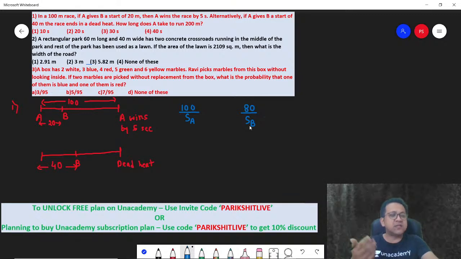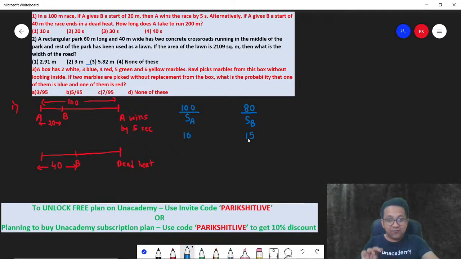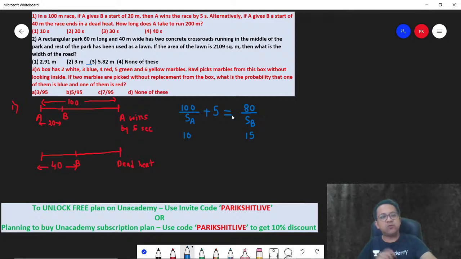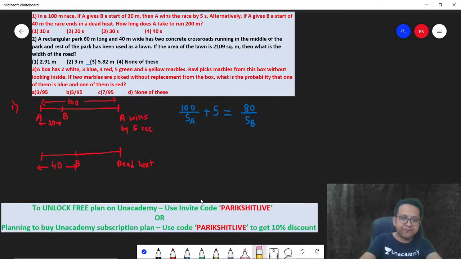A wins by 5 seconds. Let's take an example. If A takes 10 seconds to win the race, B is probably taking 15 seconds to run the race. So if I have to equate both of them, I will say on the left hand side, whatever time I'm getting, plus 5 more seconds should be equal to the right hand side. As an example, if A is taking 10 seconds, B is taking 15 seconds. So on the left hand side, if you do plus 5, the equation will balance. Let's call it equation number 1.